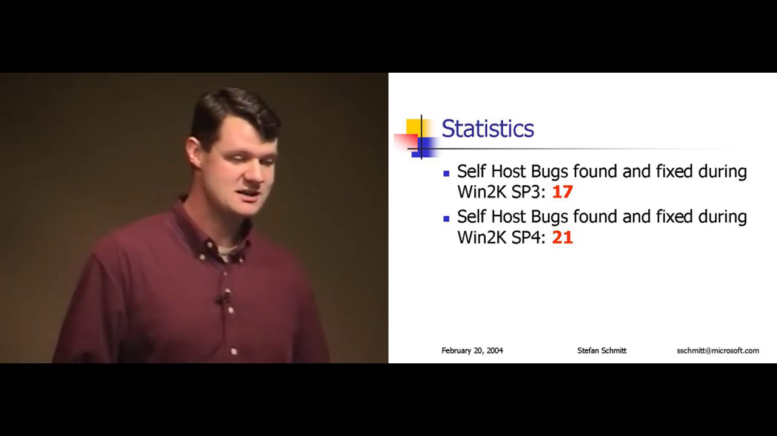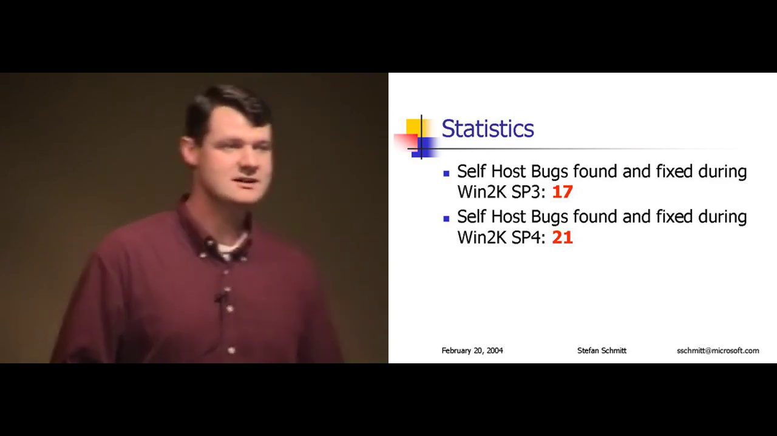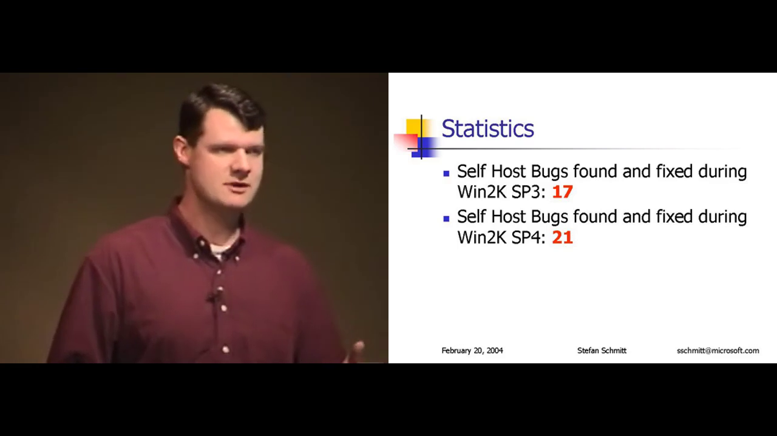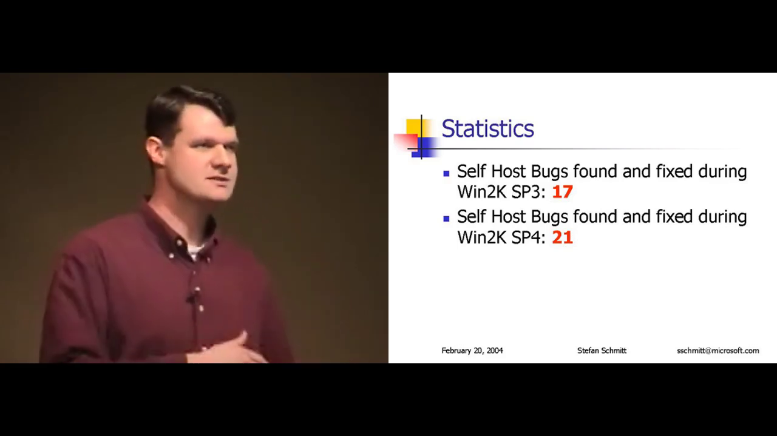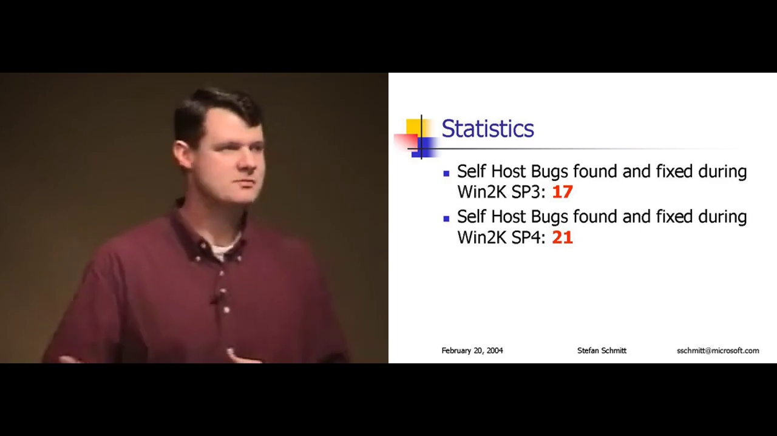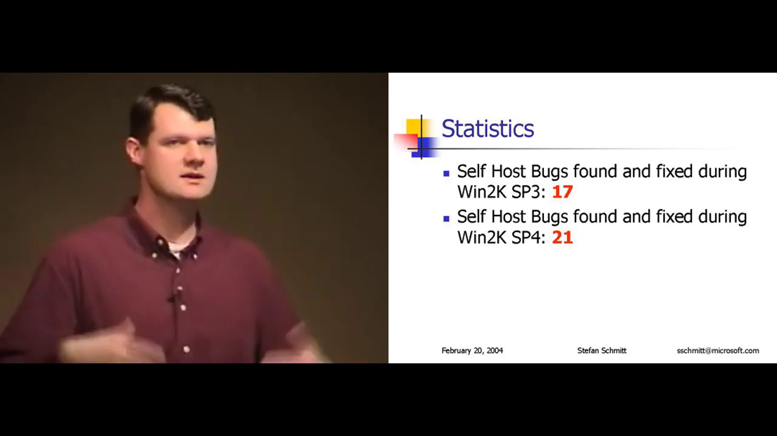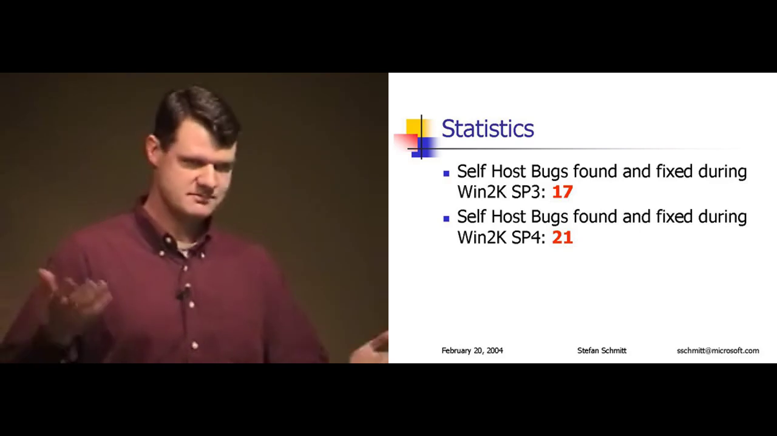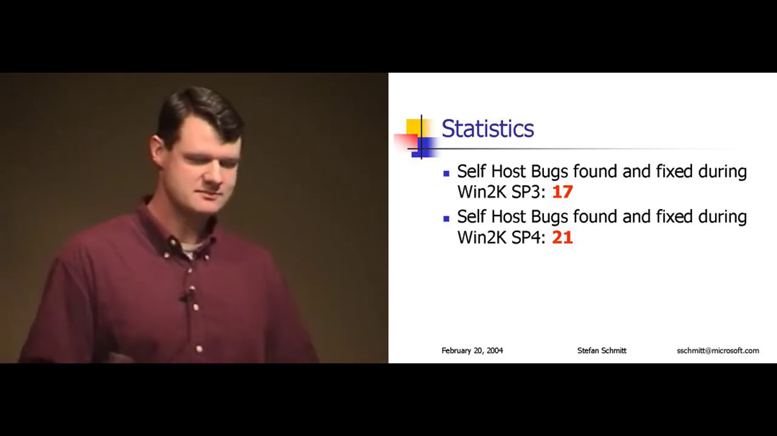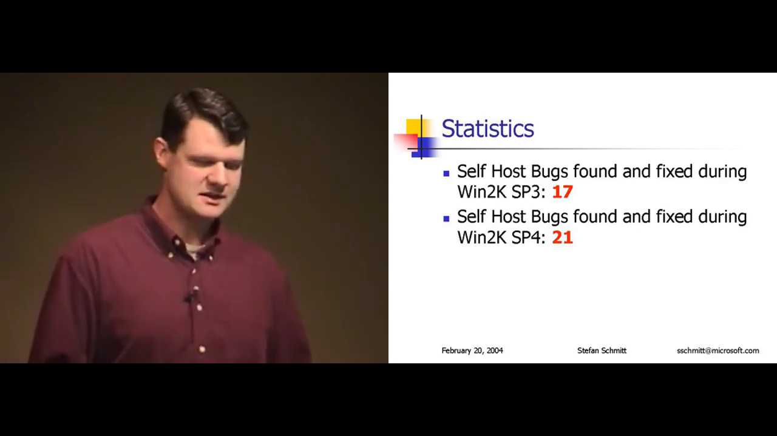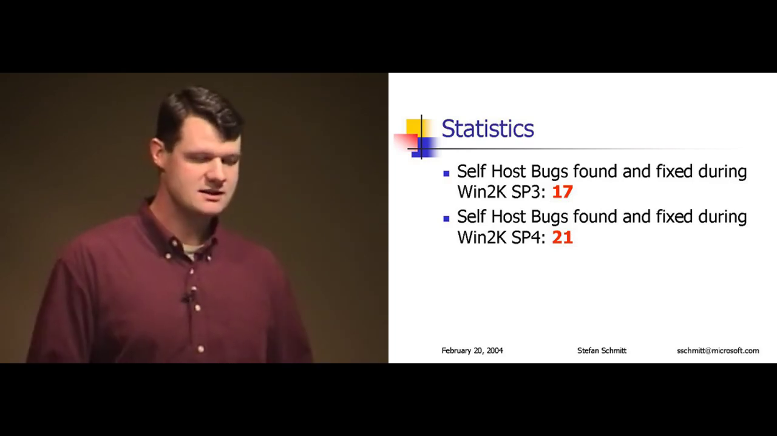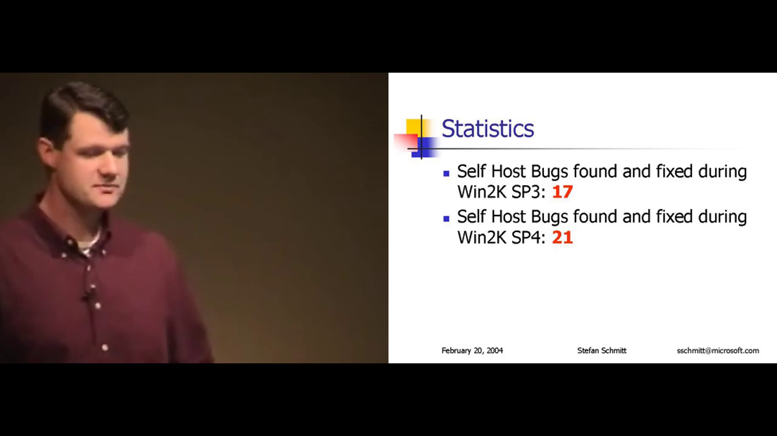So you can see here in SP3 we found 17 bugs that we fixed. There were about 60 issues that were filed against self-host. Some are by design, that people perceived as a problem. Some of them are actually application issues that were perceived as a problem with the operating system, but they were not. So we fixed 17. In SP4 we fixed 21.